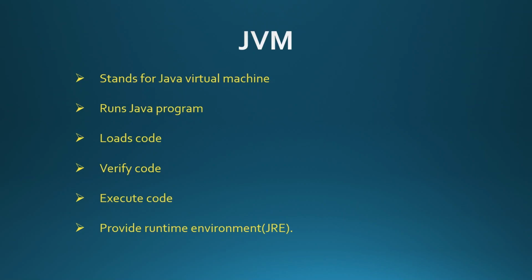And next, what is the role of JVM? JVM does a lot of things. It will load our Java code, and it will verify the Java code, and it will execute the Java code. And finally, it provides the runtime environment to run our Java program.